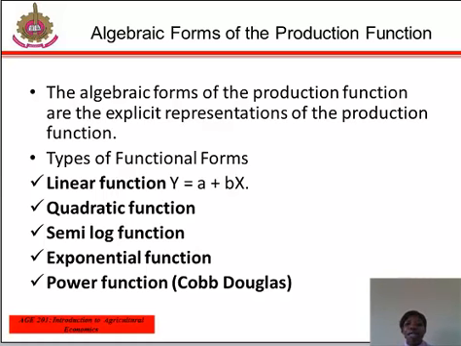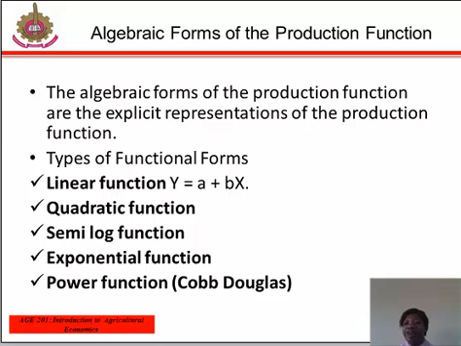Types of functional forms. There are different kinds of functional forms, which include linear function, quadratic function, semi-log function, exponential function, and power function, that is the Cobb-Douglas. So I will discuss two out of these and you will kindly read up the remaining ones in your study materials.